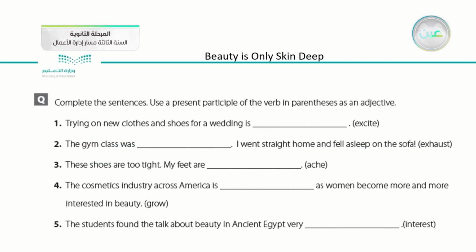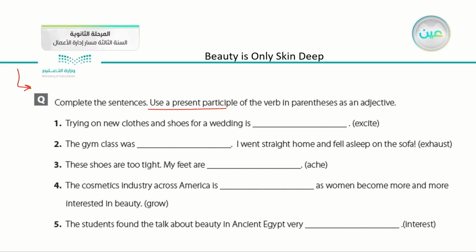After that, on the same page, we have exercise Q. In this exercise, you are asked to complete the sentences. We have 5 sentences, and in each sentence, you have a blank that needs to be filled. Use the present participle of the verb in parentheses as an adjective. We have just learned how to use the present participle as an adjective.